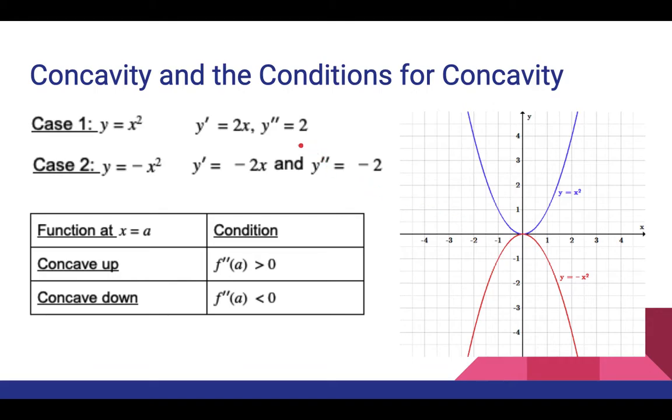Specifically, we notice that the second derivative is positive for a function that's always concave up, and the second derivative is negative for functions always concave down. So using these conditions, we can note that if a function is concave up at x equals a, for a more general function, not just the quadratic functions, then its second derivative at that point is going to be greater than 0. While if a function is concave down at x equals a, that signifies that its second derivative is going to be less than 0 at x equals a. So these are our two conditions that we need for concavity.